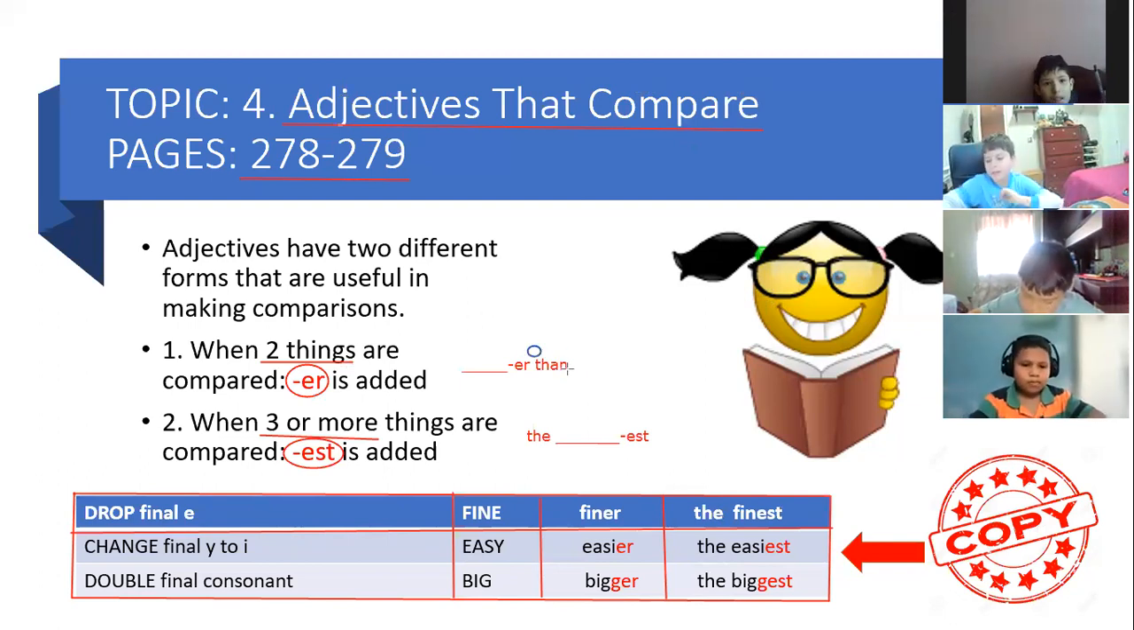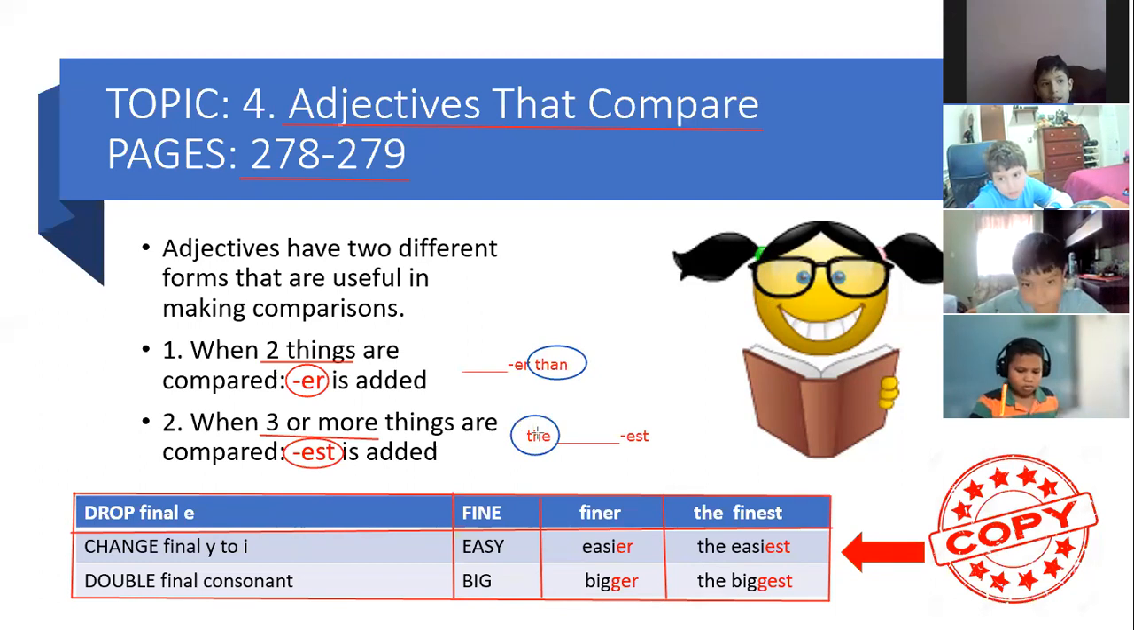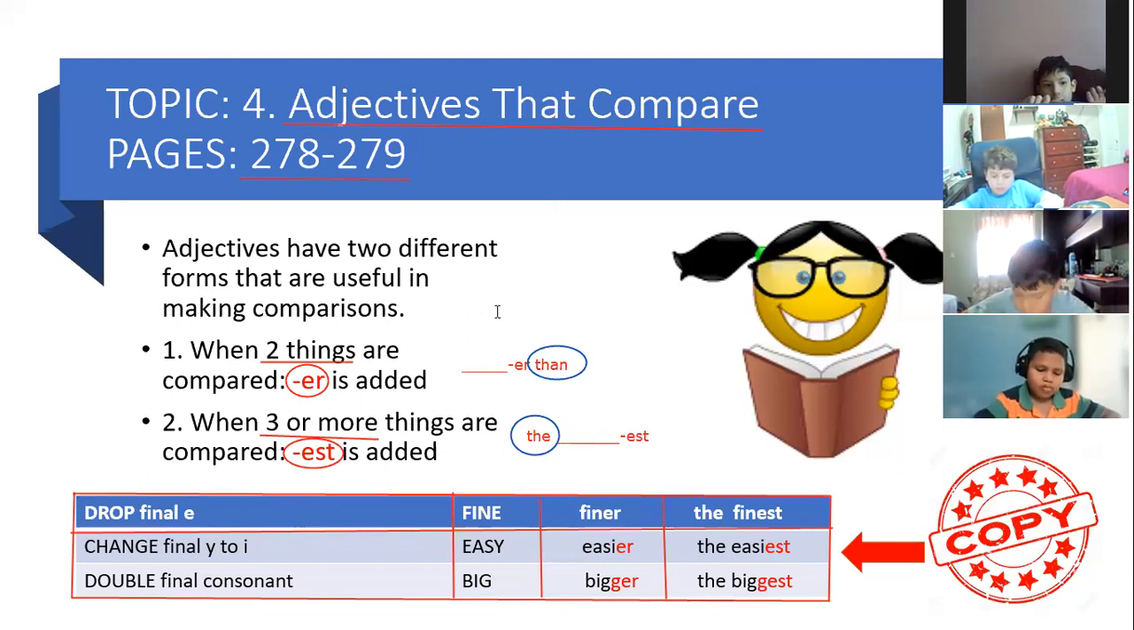You have to keep in mind these words, than and the. If the sentence says, my sister is taller than me, you need a comparative adjective. So it means that you have to add ER. If the sentence says, the smartest student of the class is Isabella, for example. Those are the examples I am saying.